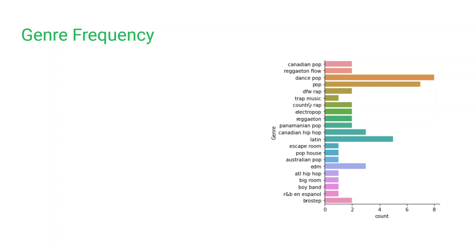So with our genre frequency, this is how many times each genre shows up. This may also explain why some of these songs appear more in our dataset. So here we have dance pop and pop with the highest count, and the same with Latin towards the middle. The rest kind of seem to stay pretty low.